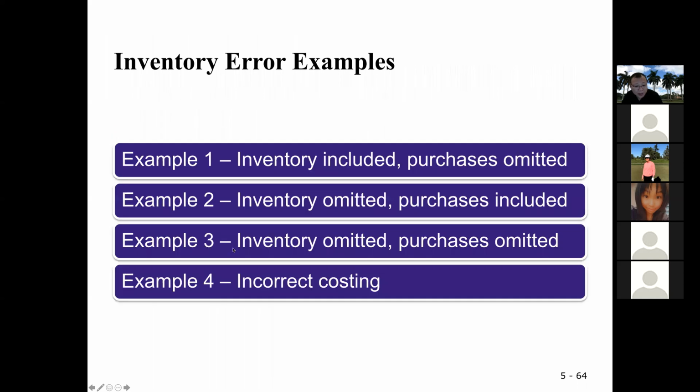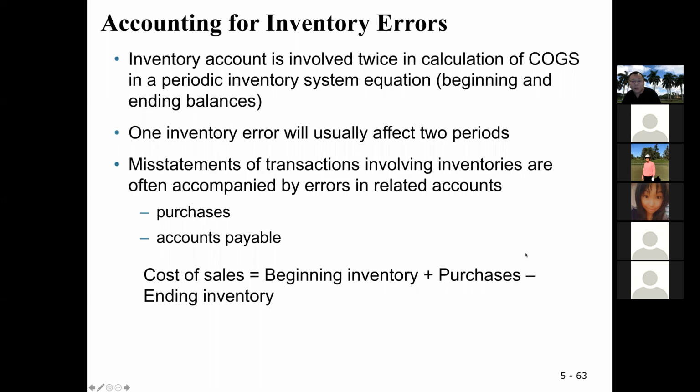And 3, inventory omitted, purchase omitted. Maybe this is an error: the suppliers shipped these items and you put them into this small room, and then the accountants only record items that go into the warehouse. So this item was not picked up by the accountant, so the purchase was not recorded. Maybe the invoice has not come yet. The suppliers will bill you for the items shipped to your warehouse, but maybe the invoice hasn't come yet, so the accountant did not pick up this purchase. For whatever reason, purchase omitted, inventory omitted.